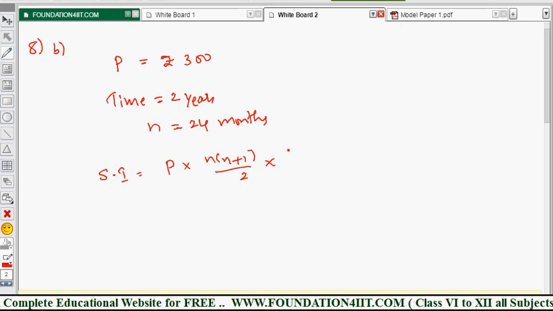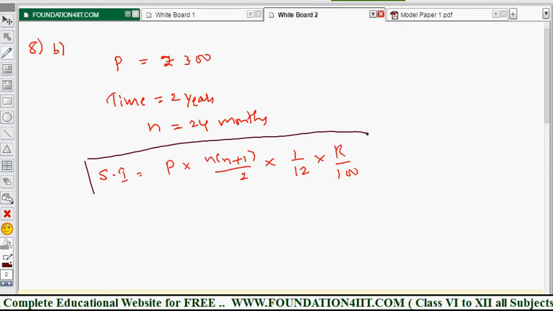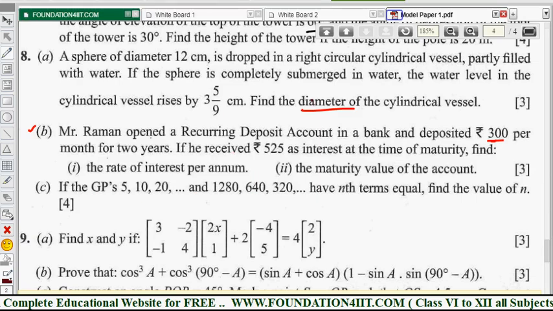So the formula I'm writing is 1 by 12 into r by 100. This is the simple interest formula, just remember this. Using this formula you can find out the rate of interest first, and the simple interest is given in the question itself. That is 525.